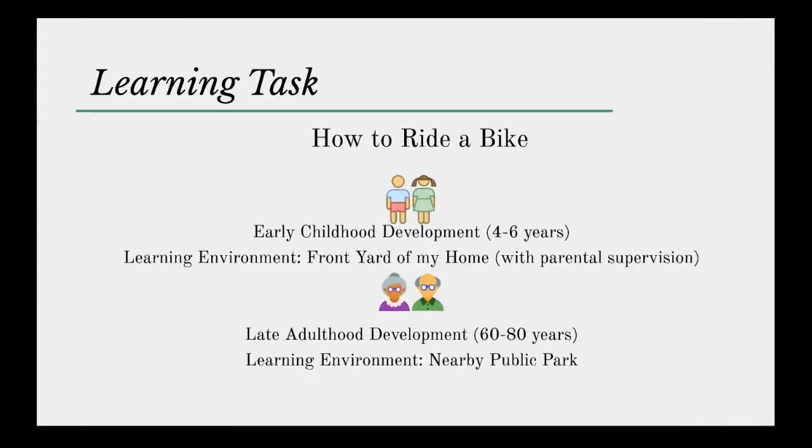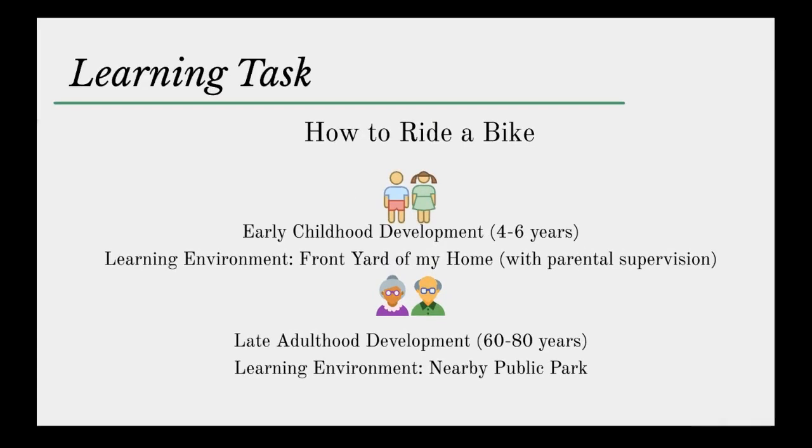The learning activity is how to ride a bike and will include learners from early childhood, ages 4 to 6, and late adulthood, ages 60 to 80. The learning activity will take place over the course of 2 days, and the learning environments will be the front yard of my home with parental supervision for early childhood and a nearby public park for late adulthood.